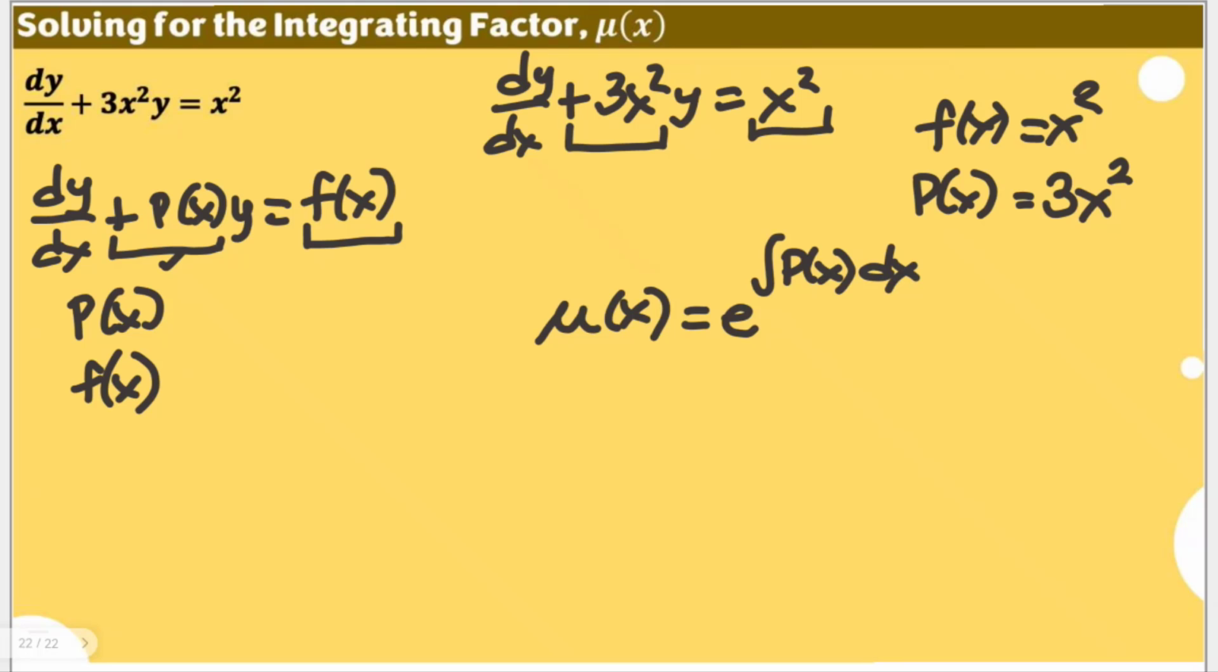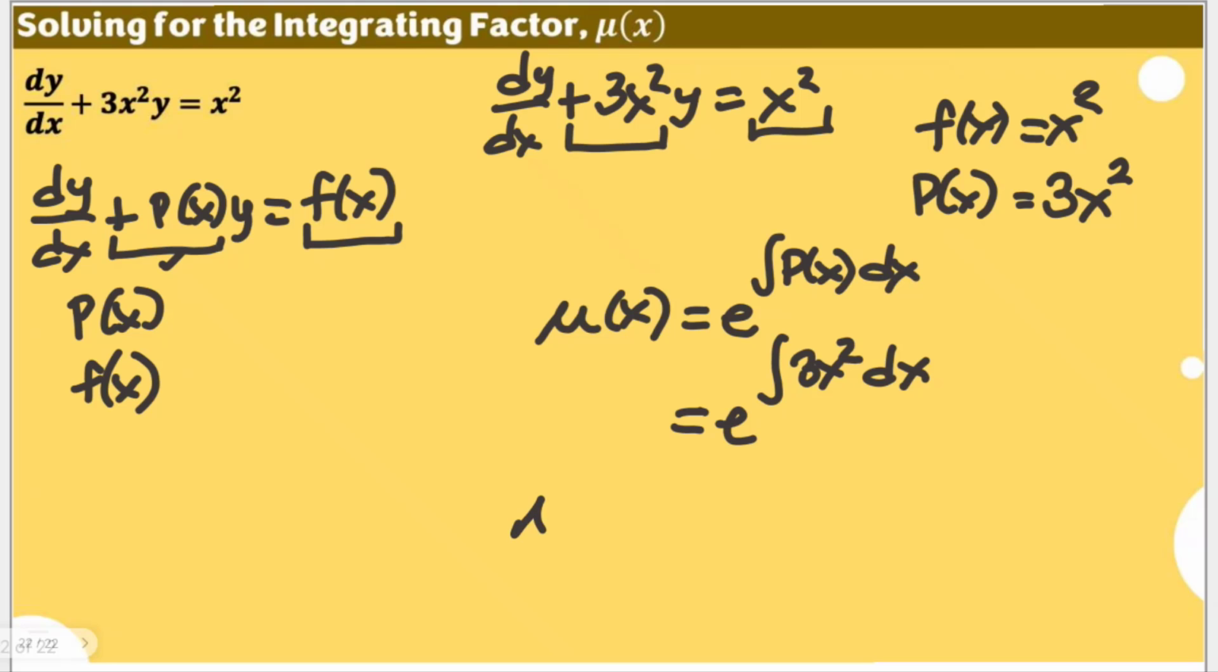This time, we'll be using p of x in solving for the concern of this video, which is the integrating factor. Mu of x is equal to e raised to the power of the integral of p of x, which is 3x squared, and then dx. So simply take the integral of the exponent, and whatever will be the result, that would be the exponent of our e as our integrating factor.